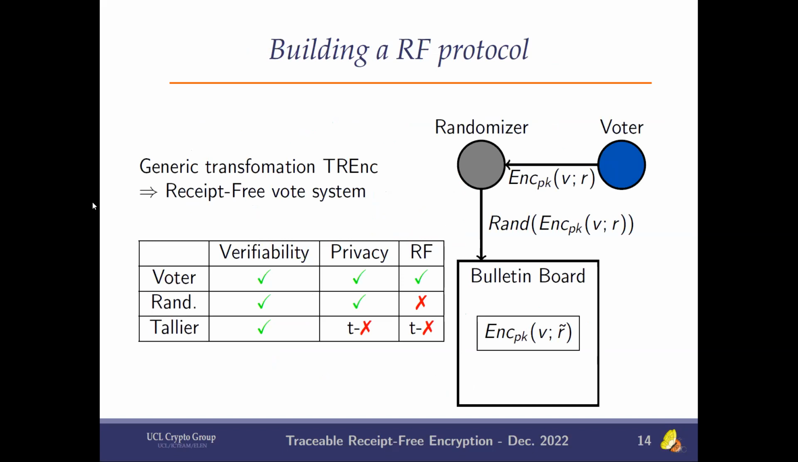And once we've built this TRENC, it's not very hard to obtain a receipt-free voting system. We have a generic transformation that takes a TRENC and outputs a receipt-free voting system. And the nice thing is that all the usual properties for voting systems are preserved. The verifiability still holds, even if everyone is corrupted. And regarding privacy, even if the randomizing server is corrupted, it still cannot get any information about the vote of the user. Actually, if the randomizing server is corrupted, the only thing that we lose is receipt-freeness, which we do not have if the randomizing server does not exist.